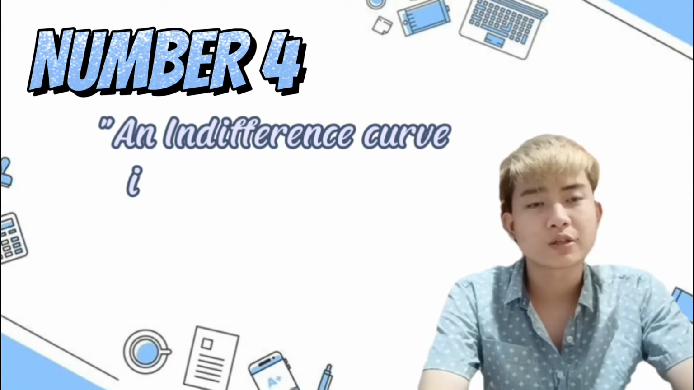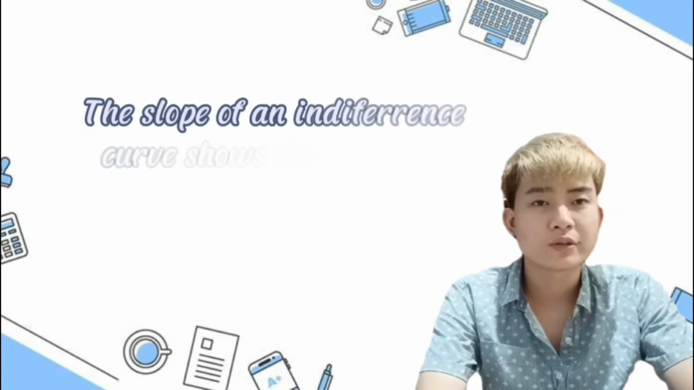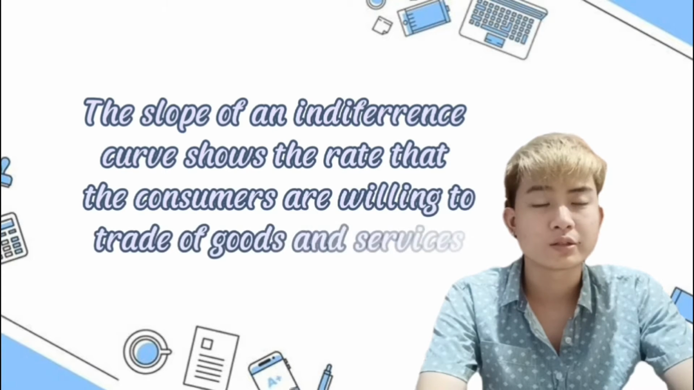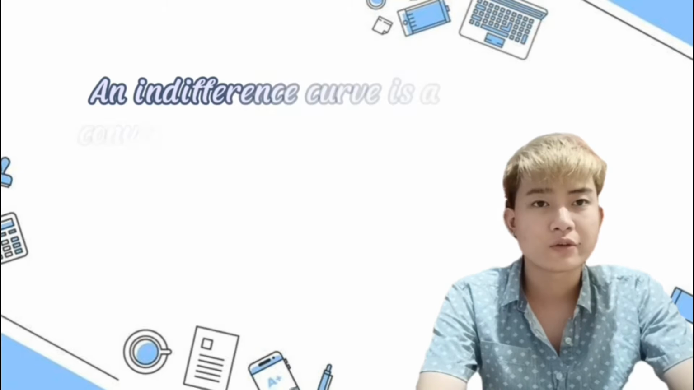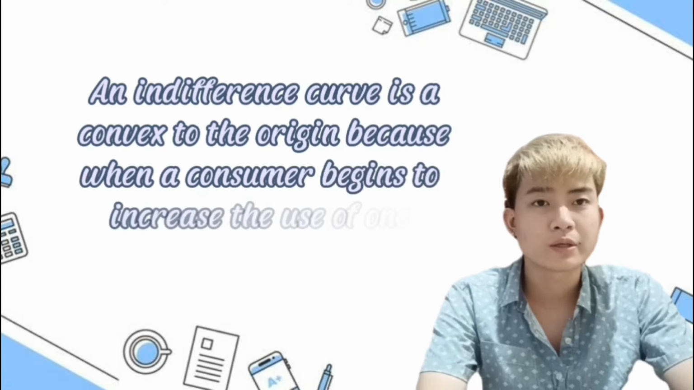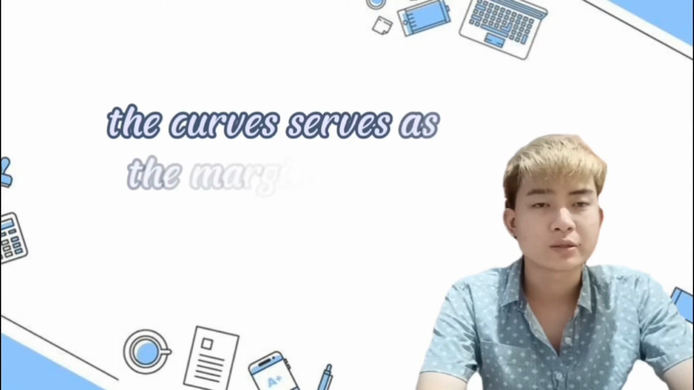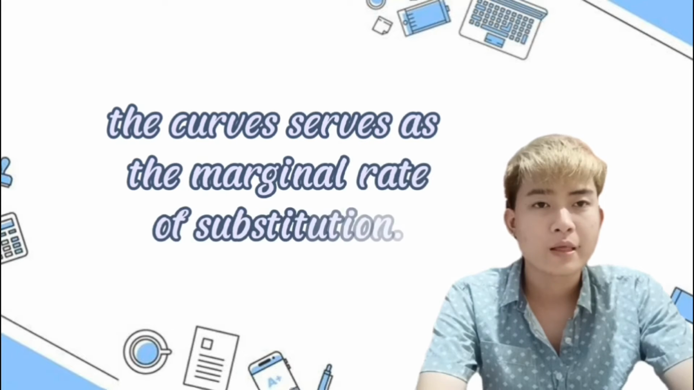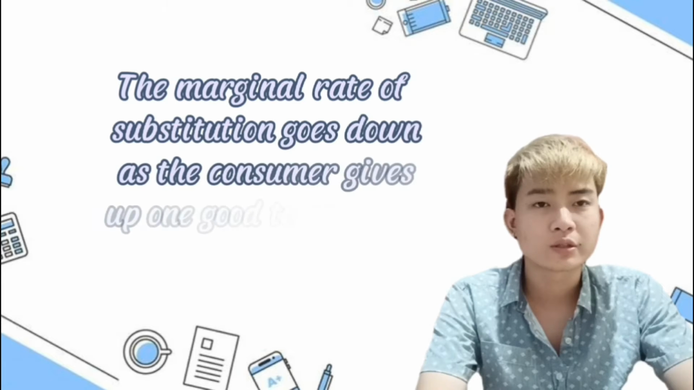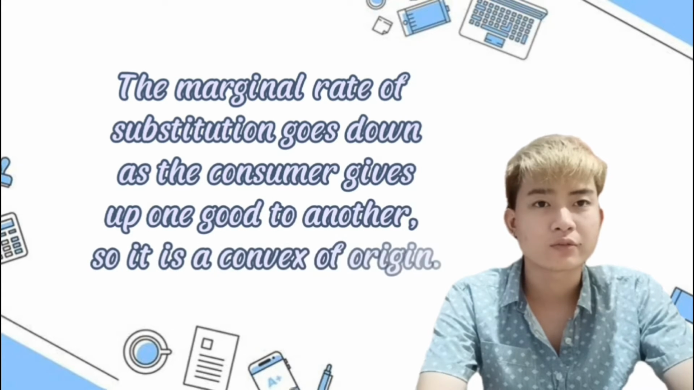An indifference curve is always convex to the origin. The slope of an indifference curve shows the rate at which consumers are willing to trade off goods and services. An indifference curve is convex to the origin because when the consumer begins to increase the use of one good over another, the curve serves as the marginal rate of substitution. The marginal rate of substitution goes down as the consumer gives up one good for another. So it is convex to the origin.